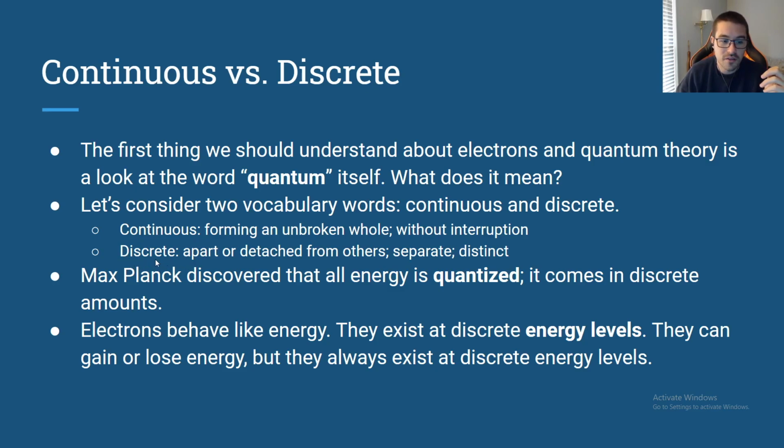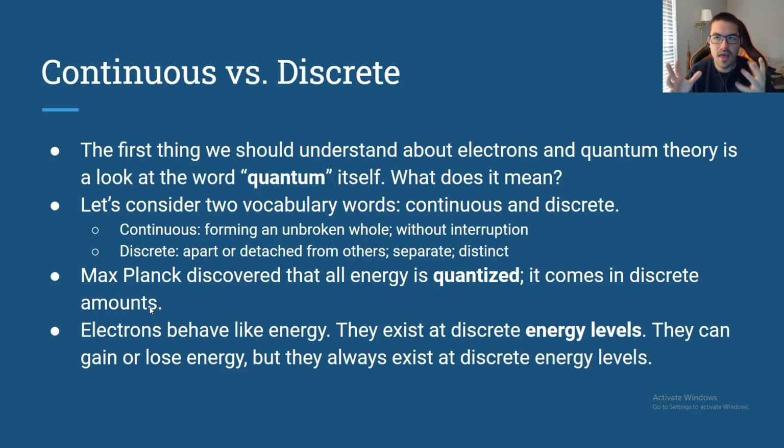Discrete, not that complicated though, right? You have 10 fingers. What Max Planck discovered, that guy on the previous slide, is that all energy is quantized. And what does that mean? Well, quantized just means that energy is discrete. It comes in discrete amounts, separate, distinct amounts.